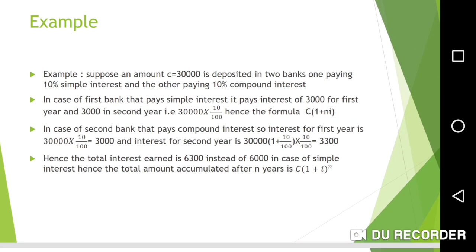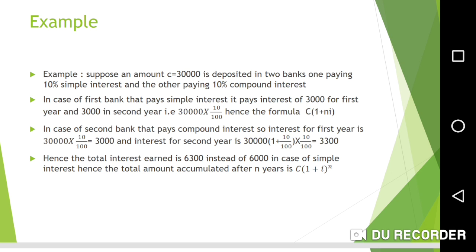Suppose an amount of 30,000 is deposited in two banks, one paying simple interest at 10% and the other paying compound interest at 10%. In the case of the first bank, we earn 3,000 interest for each year. So after 2 years, the 3,000 plus 3,000 becomes 6,000 and our total accumulated amount will be 36,000.